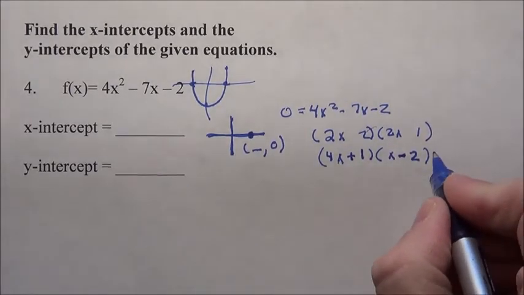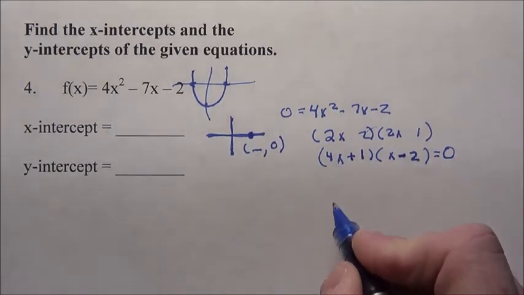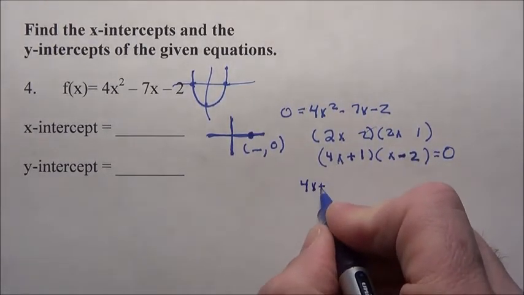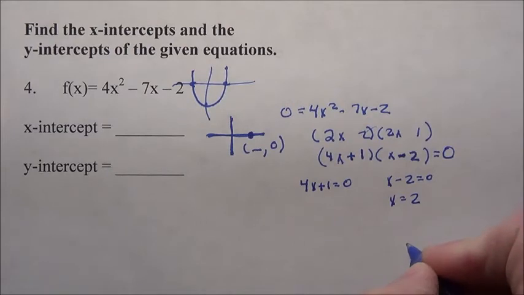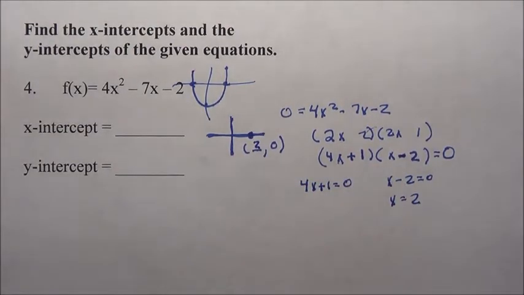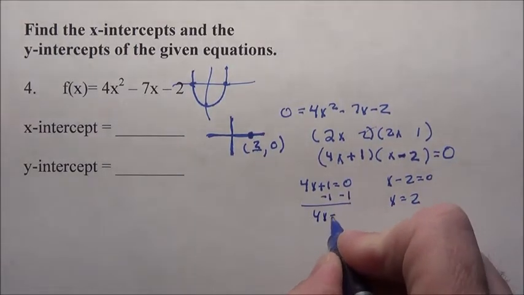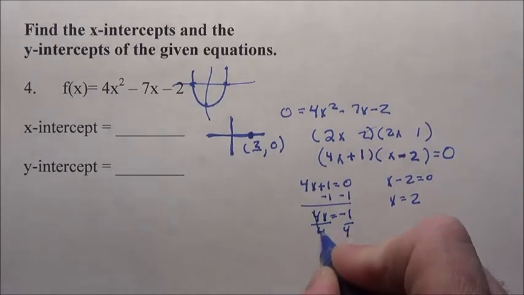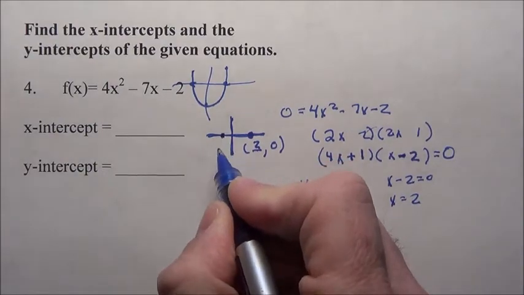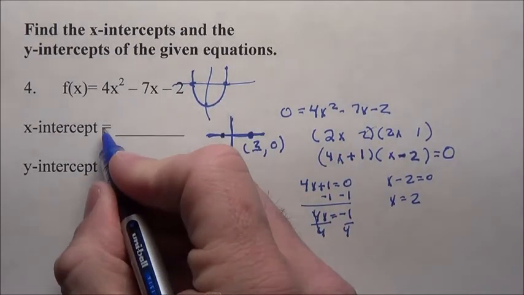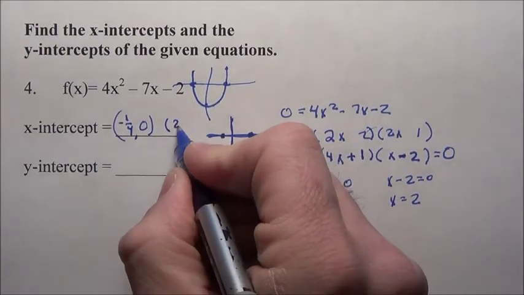Now remember, this is all set equal to 0. So either this comes out to be 0 or that comes out to be 0. Solving this, 4x plus 1 is 0, or x minus 2 is 0. That's easy enough: x is 2. So I know one of the points is 2, comma, 0. Solving the other is not going to be as pretty. Minus 1, 4x is negative 1, divide by 4. x is negative 1/4. No big deal. It's crossing right here at negative 1/4, comma, 0. So my two intercepts are negative 1/4, comma, 0, and 2, comma, 0.